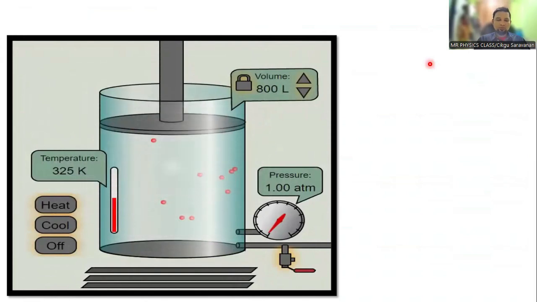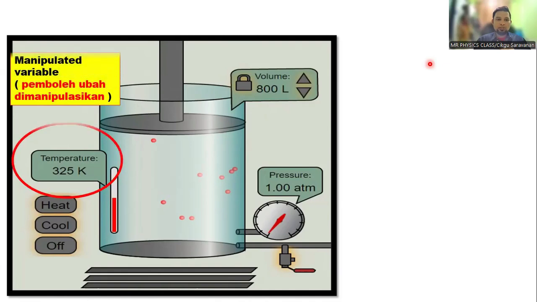All right. So we're going to see one demo, or you can say this is a simulator. The simulation shows how this happens, how the pressure gets increased based on the kinetic theory. First, we must know the manipulated variable, that is the temperature. We're going to increase the temperature and also lower the temperature. Then we're going to see the output. The output here is the reading of the pressure.